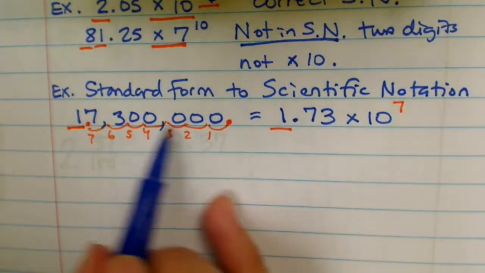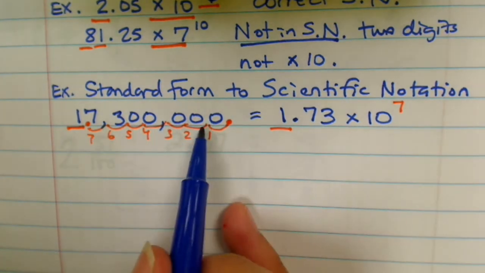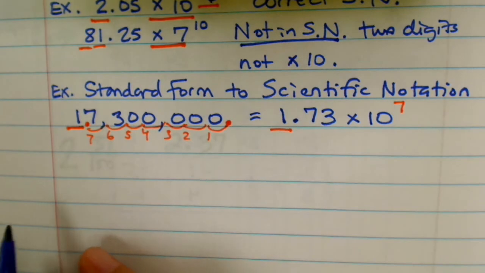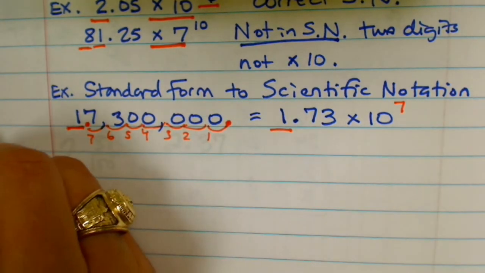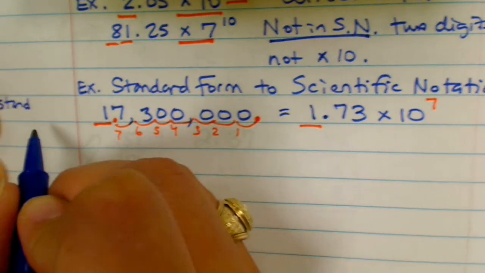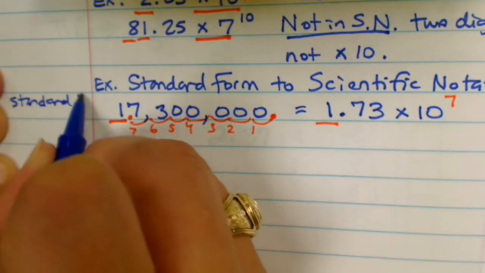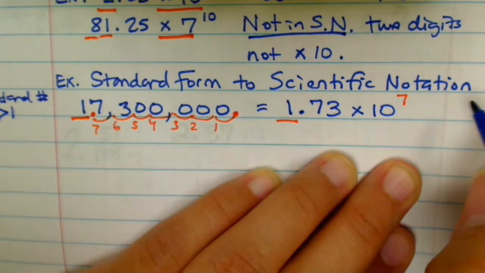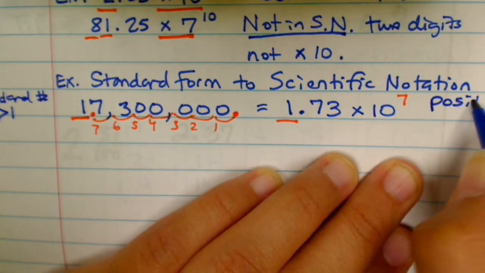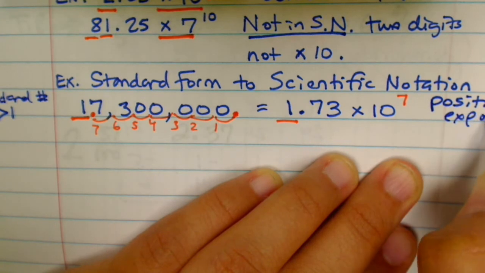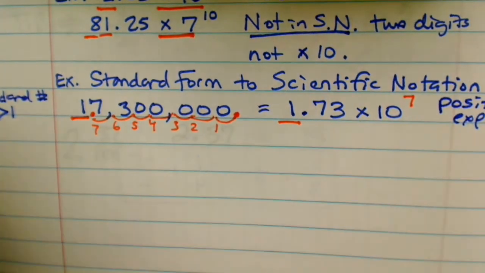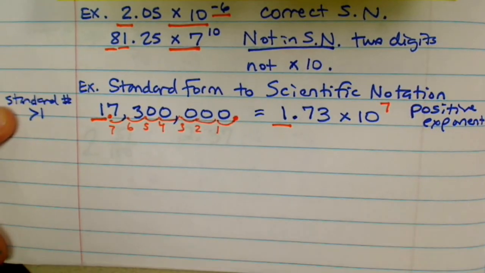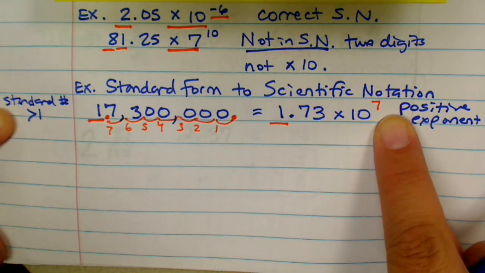So we need to go back to the standard form number and say, is this number bigger than 1? Is 17,300,000 bigger than 1? In this case, it is. So the standard number is greater than 1, which means we're going to have a positive exponent. Okay, so when we have standard numbers that are greater than 1, we have positive exponents in scientific notation.